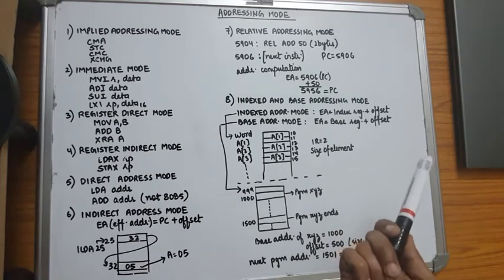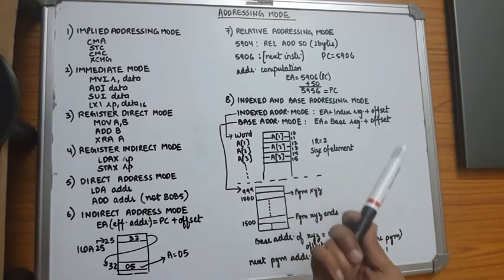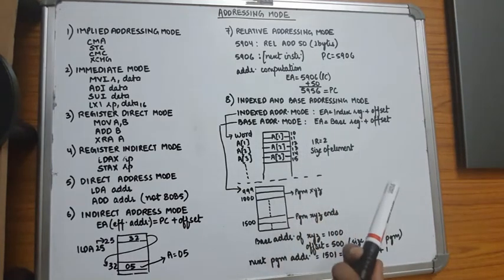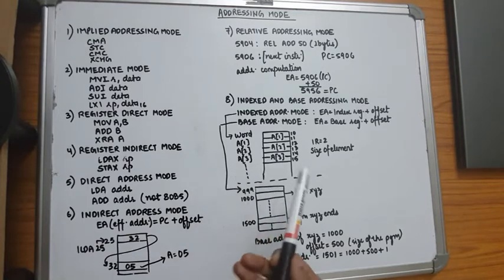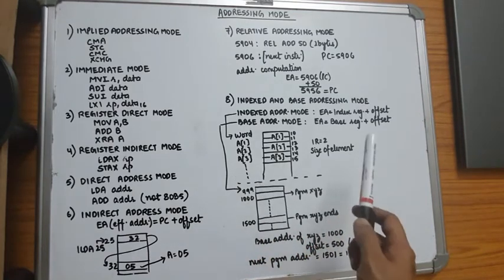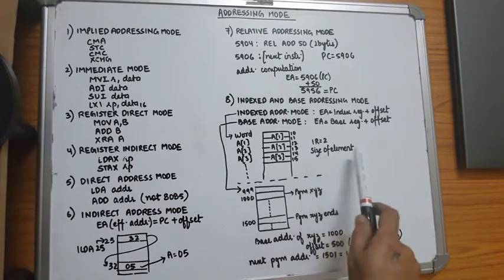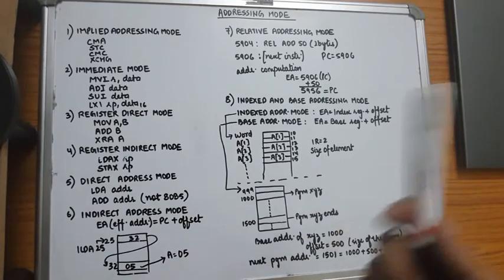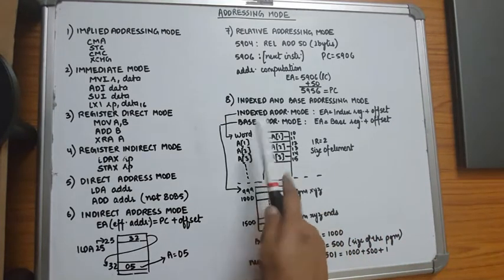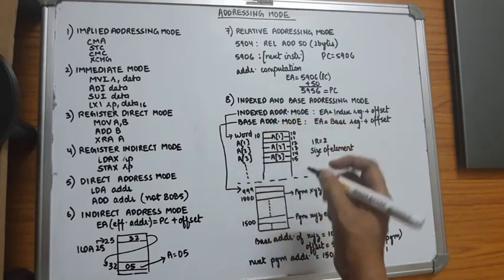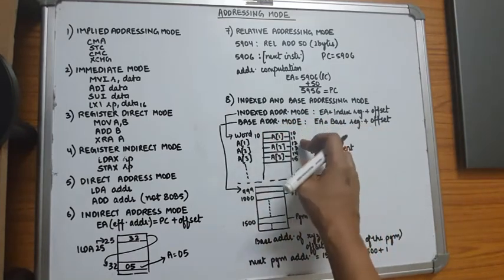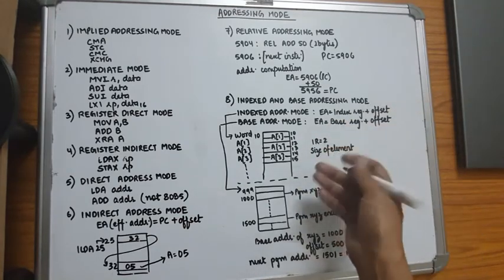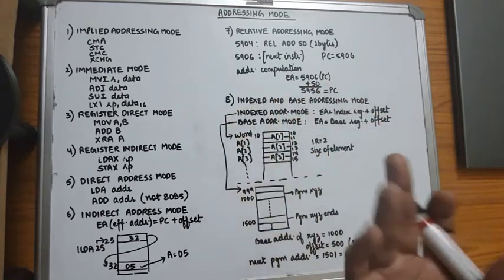Each content will occupy 2 bytes. So A2 will be storing 2 locations, A3 will be storing 2 locations. Every element in the array occupies 2 locations, so the size of the element is 2. If the first element is stored at 10, then the next element will be stored from 12, the next from 14, the next from 16, and onwards. This is indexed addressing mode.